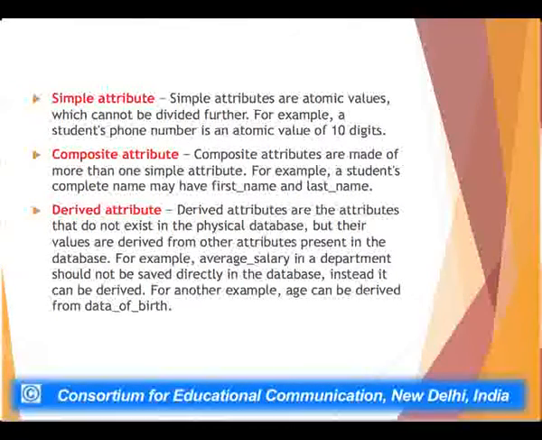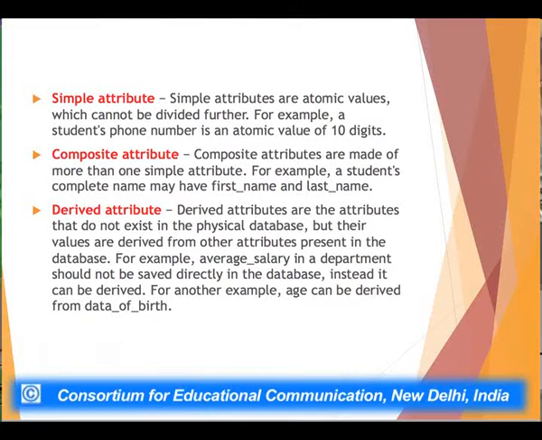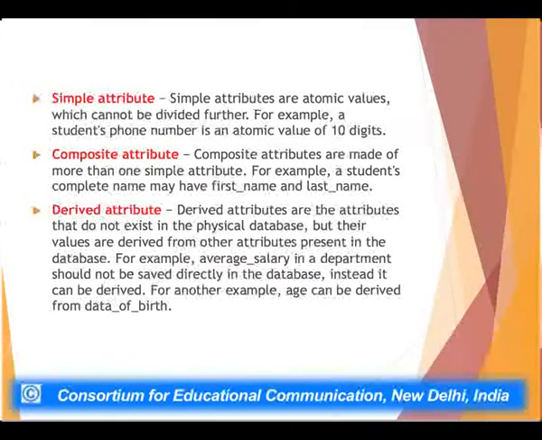Then we have derived attributes. Derived attributes are those attributes that do not exist in the physical database, but their values are derived from other attributes present in the database. For example, average salary in a department is not saved directly in the database, but it can always be derived from the salary attribute of the employee table.